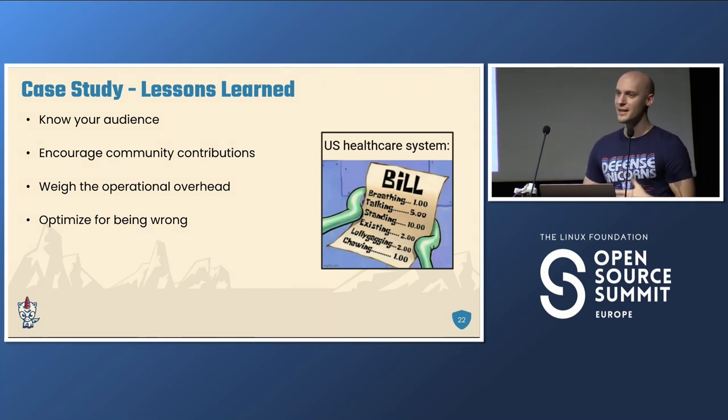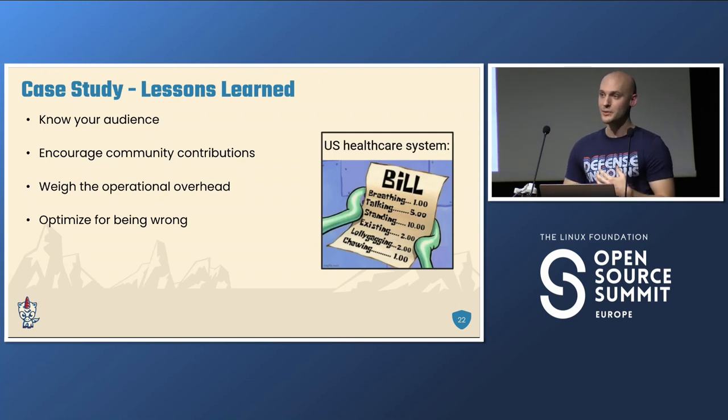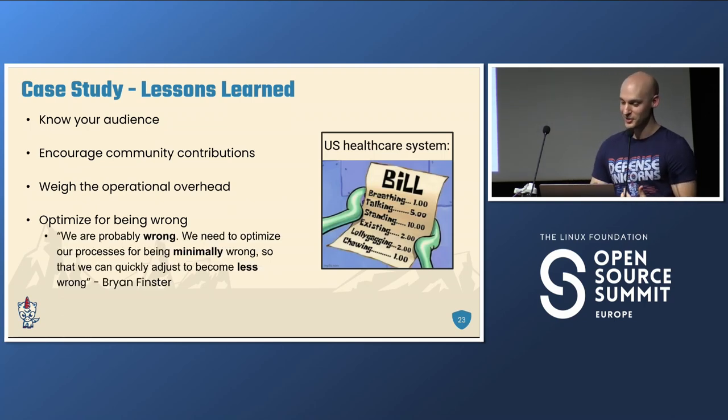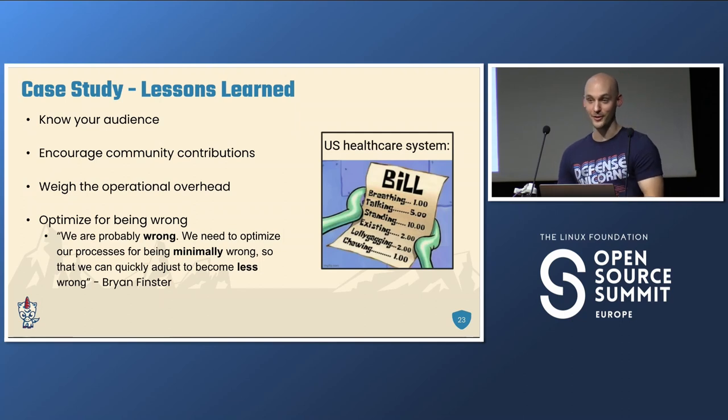It's nothing that can't be worked around, but we had to expend a lot of effort going back and doing more user research. So the final lesson learned here is, to the greatest extent possible, optimize for being wrong. And to quote Brian Fenster, we are probably wrong. We need to optimize our processes for being minimally wrong so that we can quickly adjust to becoming less wrong.